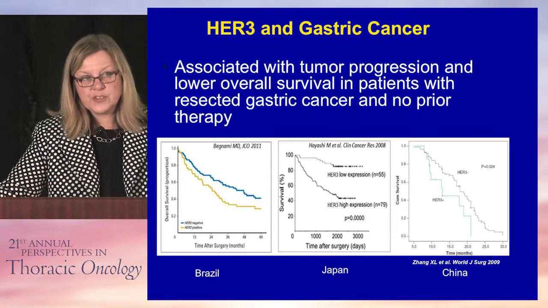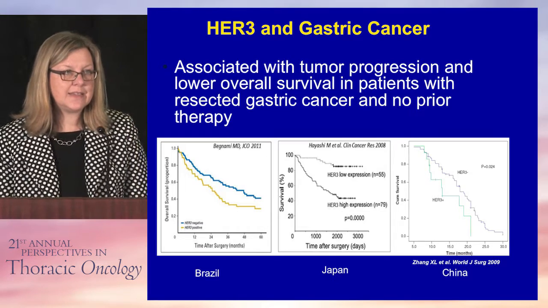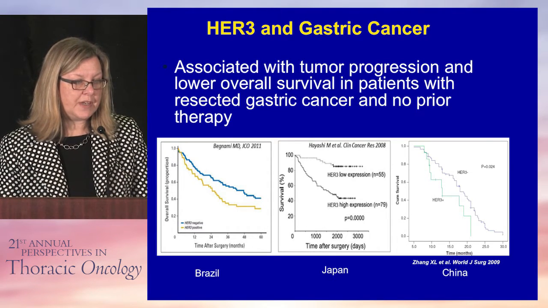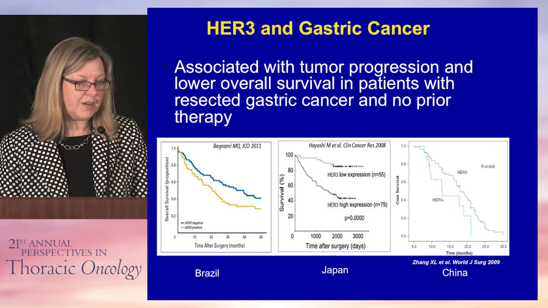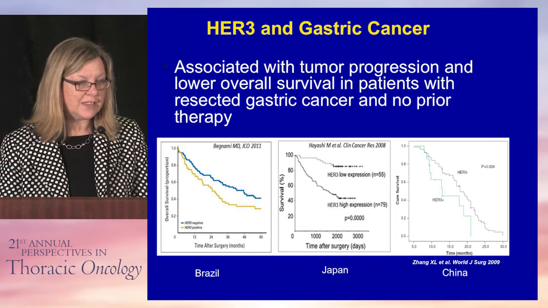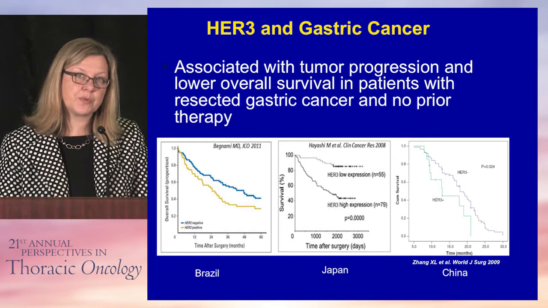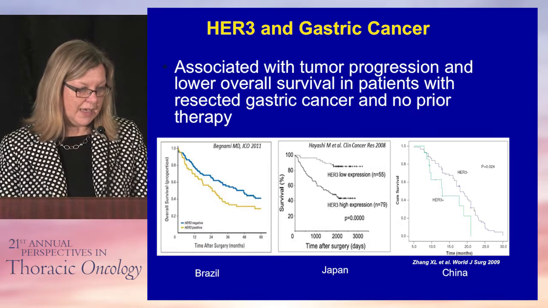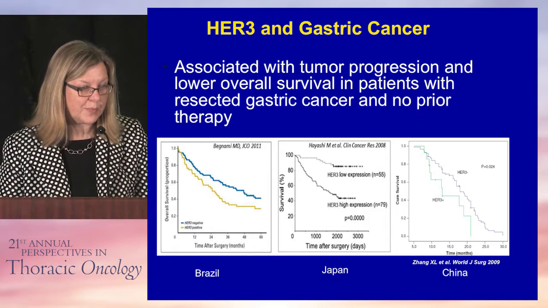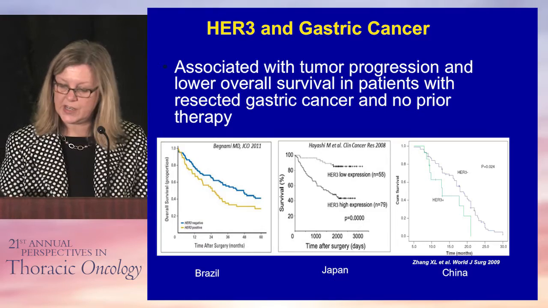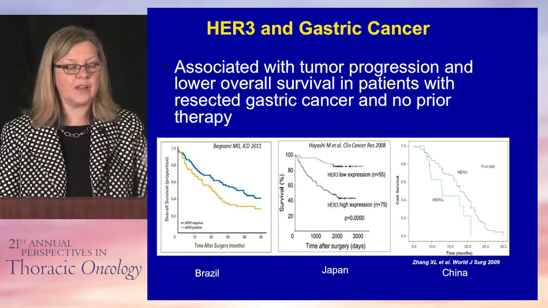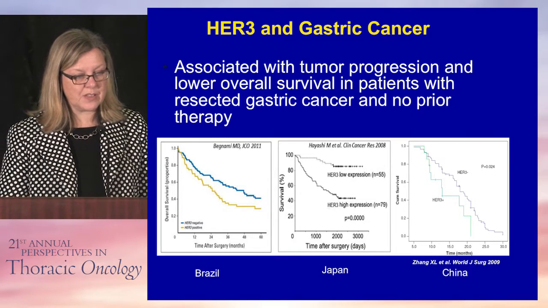As with other GI adenocarcinoma malignancies, there is a potential role for HER3. HER3 overexpression has been associated with a worse outcome, lower overall survival in series of patients with resected gastric cancer at many places in the world where gastric cancer is endemic. And I have survival curves up there for you from Brazil, Japan, and China. And so this led to an interest in whether or not HER3 could be targeted now that there are some agents that will do it.